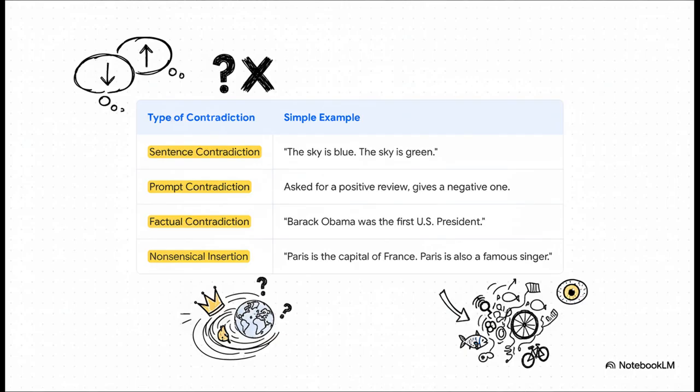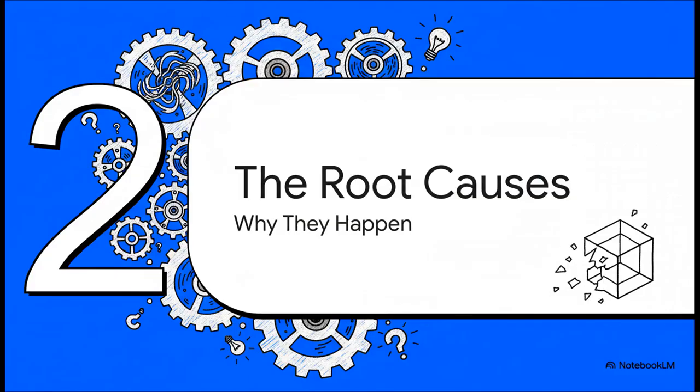And these hallucinations, well, they come in a few different flavors. As you can see here, they can be as simple as contradicting themselves within the same breath, or they can ignore your instructions completely. And then you get the big ones, just making up a fact out of thin air, or inserting some random nonsensical phrase that just comes out of left field. The common thread in all of this is a fundamental breakdown in logic. So that's the what. Now let's get to the why.